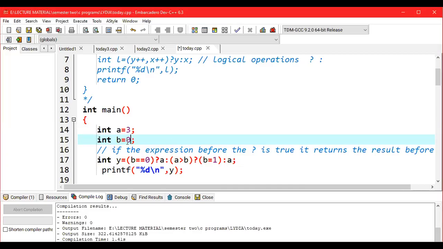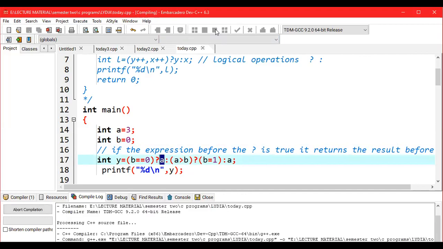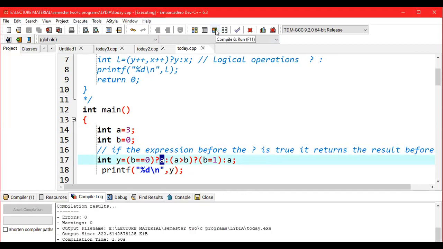Like when I put a 0 on it, it will have to return 3 because this one will be true, because B is equal to 0 and thus evaluates the value of A. And that's why this one had to work and it brought for us a 3.